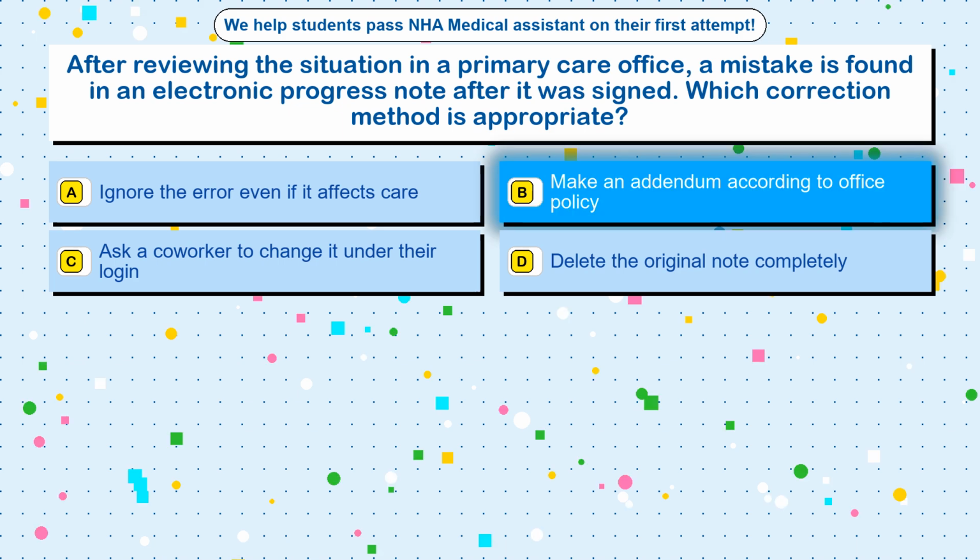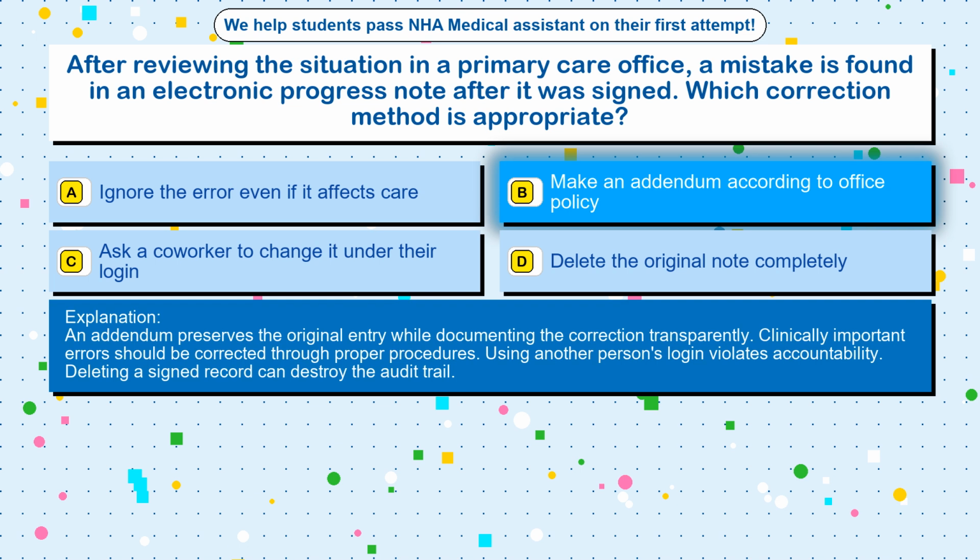The correct answer is option B. Make an addendum according to office policy. An addendum preserves the original entry while documenting the correction transparently. Clinically important errors should be corrected through proper procedures. Using another person's login violates accountability. Deleting a signed record can destroy the audit trail.